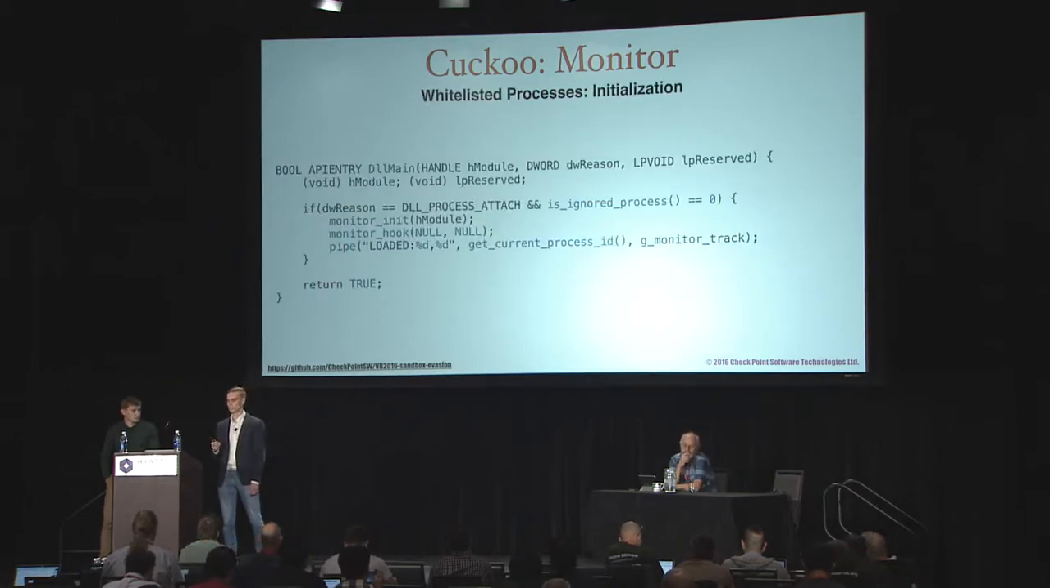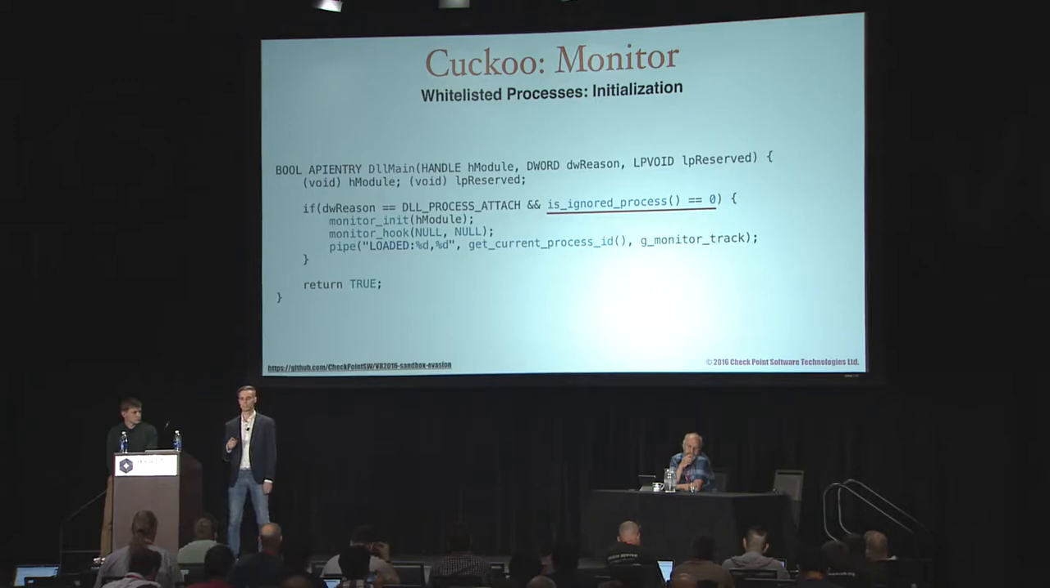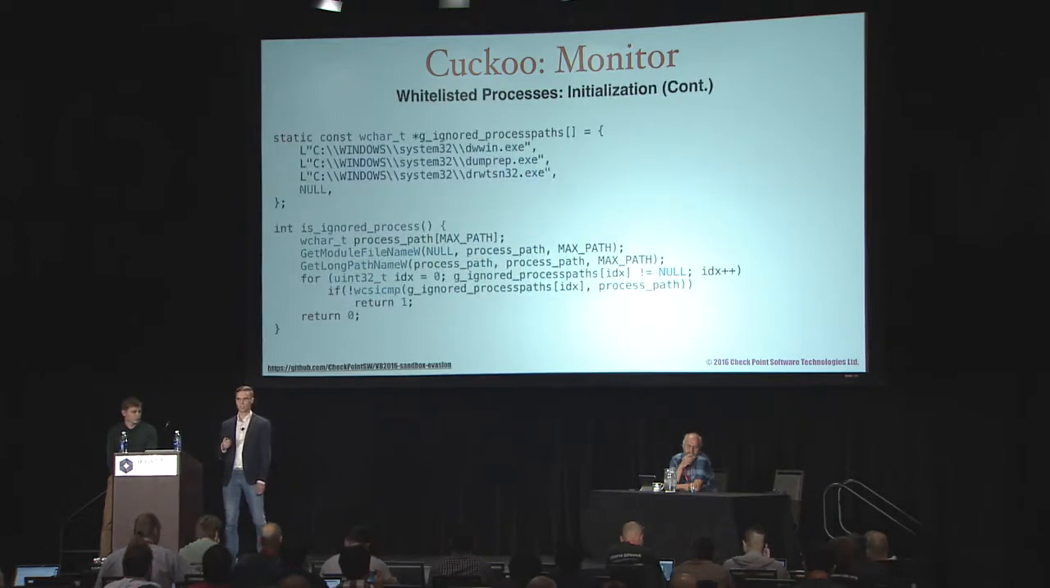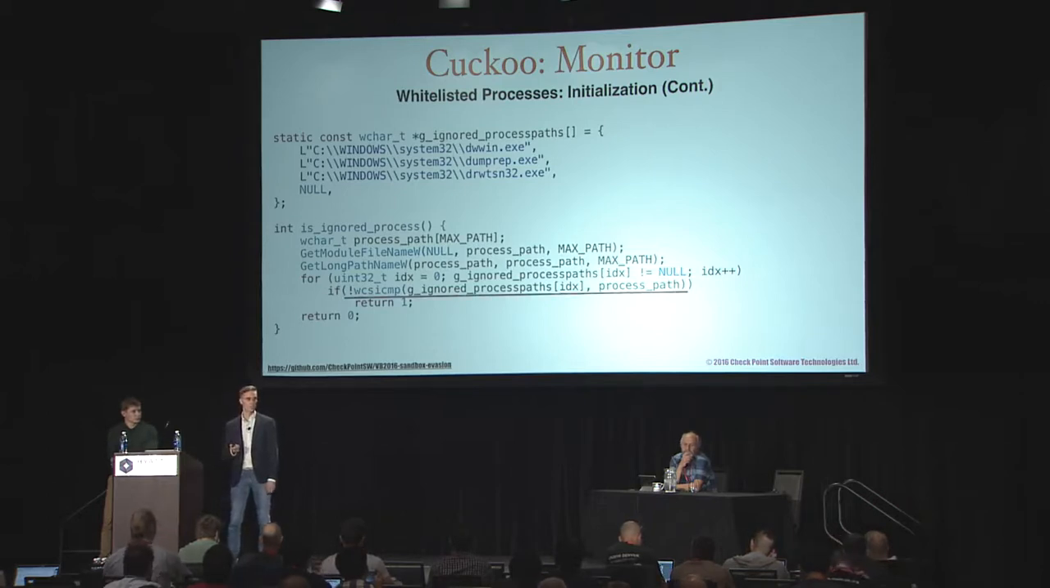The last way to evade Cuckoo Sandbox that we found is very simple and cool. As we can see, we have the DllMain function. It's the entry function of the Cuckoo Monitor module injected into the process. Everything looks fine except for this check. If the isIgnoreProcess function returns something except 0, then we basically skip monitor initialization functions. So let's check how we can force isIgnoreProcess to return something except 0. We should simply create a process from one of the paths from the ignored process path list.